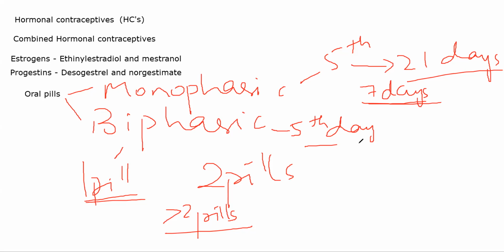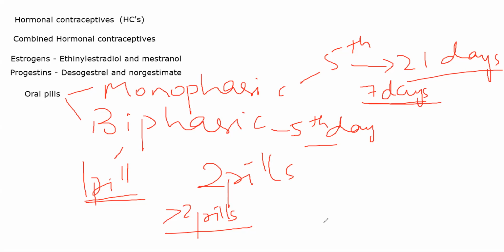the area of fertilization. Fertilization happens in the fallopian tubules, and if cervical mucus is very thick, that fertilization will not occur. These combined pills will help in that. They will suppress ovulation and they will thicken cervical mucus. So both ways it is helping. If you give only progesterone, the frequency of ovulation will decrease, so only ovulation is affected. Okay, so these are oral pills.